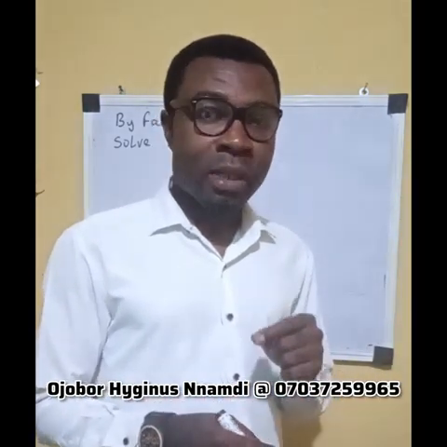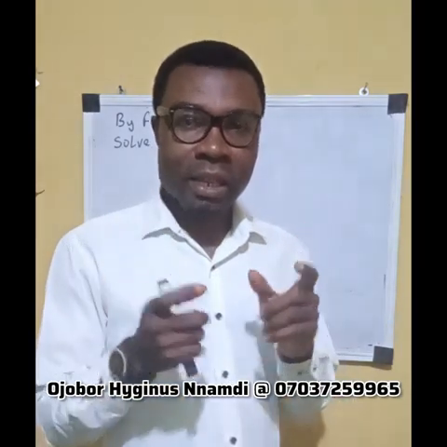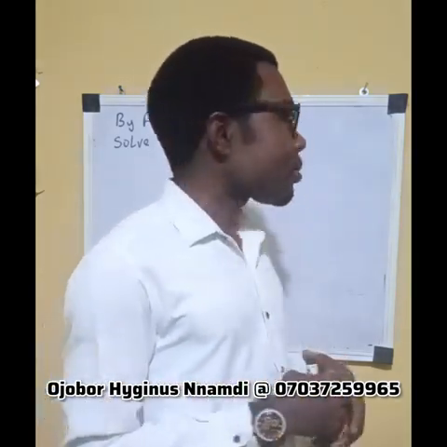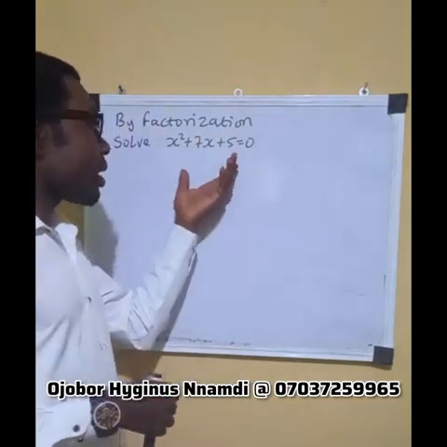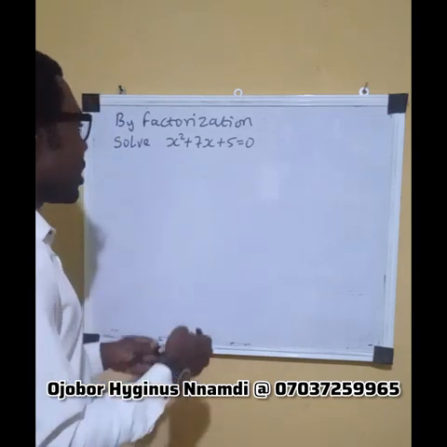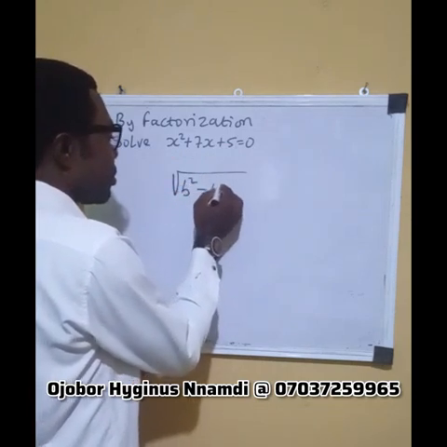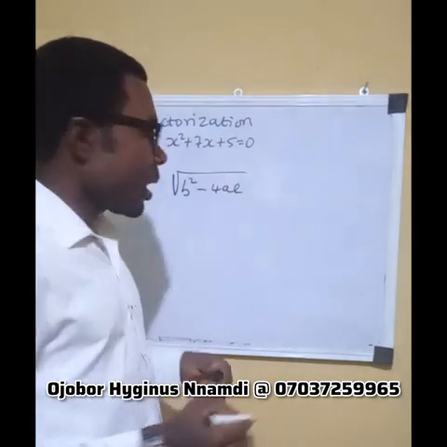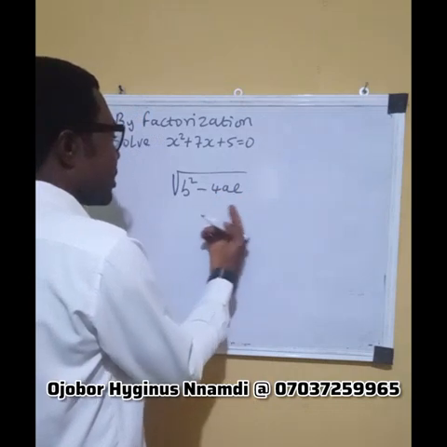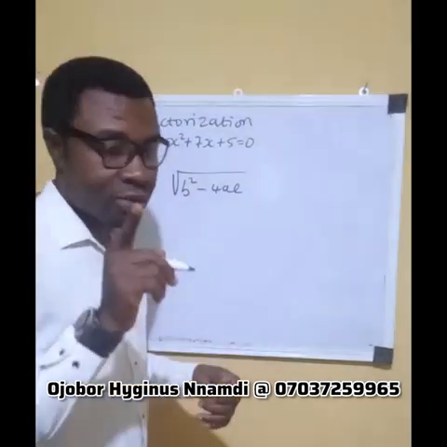But I tell you, even those ones that are not factorizable, in quotes, can be factorized, except it is a complex root. So let us look at this question. You know how we are able to identify if a quadratic equation is factorizable? It is by using this expression to confirm. And if you use this expression and you get a whole number or an integer, it is factorizable.